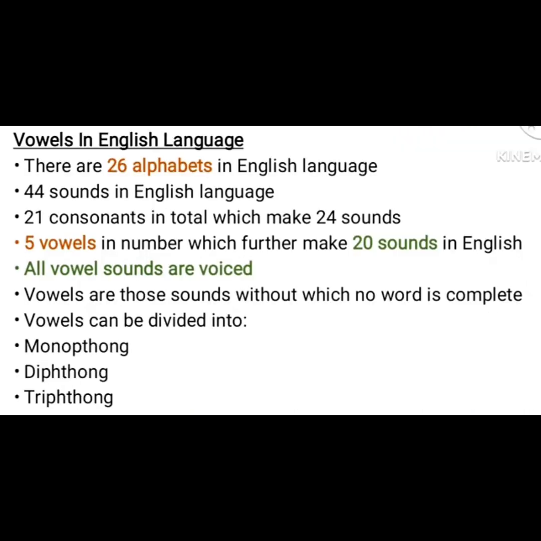This chart will help you to understand the concept. Now we can understand the root of the diphthong, that the diphthong comes from the vowel. Vowels can be divided into 3 parts: monophthongs, diphthongs, and triphthongs. Now you can understand the concept of diphthongs very easily.